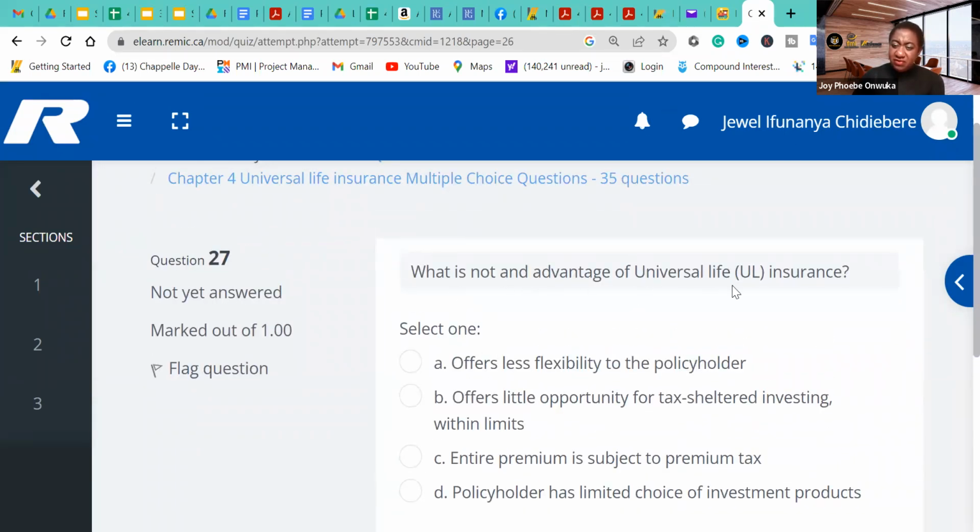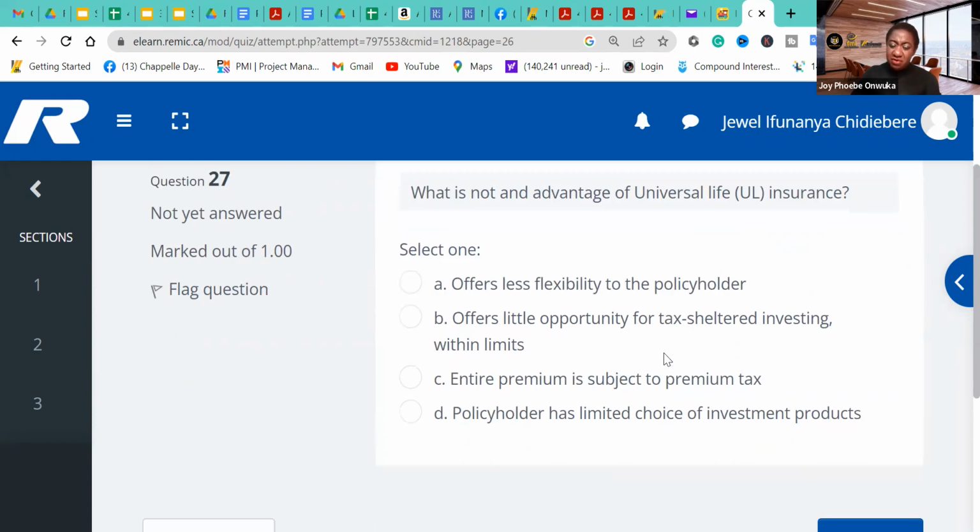What is not an advantage of universal life insurance? You're looking for the wrong answer here. Offers less flexibility to the policyholder. No, it offers flexibility. Offers little opportunity for tax shelter. No. Entire premium is subject to premium tax. Policyholder has limited choice of investment program.